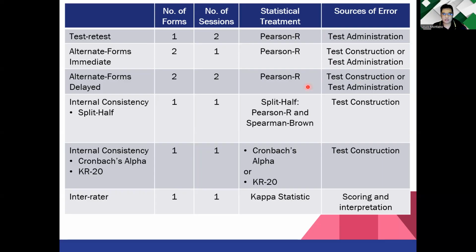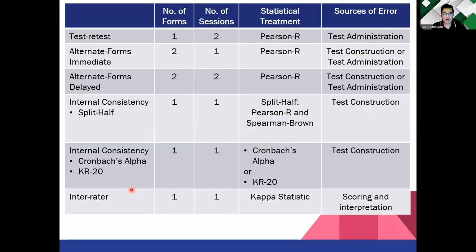Okay. Sa internal consistency, unahin natin yung split half. Okay. You only have one form and one session. You use Pearson R and then followed by Spearman-Brown to correct the split half coefficient, no? The coefficient that was yielded by the Pearson R. Okay, the correlation coefficient. Source of error, test construction. What if ginawa mo yung sinabi ko kanina, you split the test of 1 to 50, 51 to 100, and the second half is harder than the first half. So that will be a source of error.